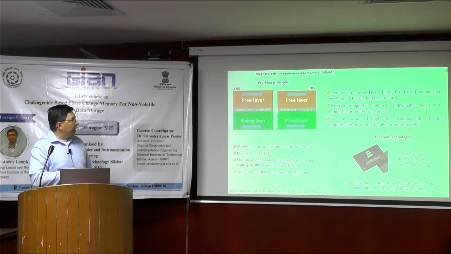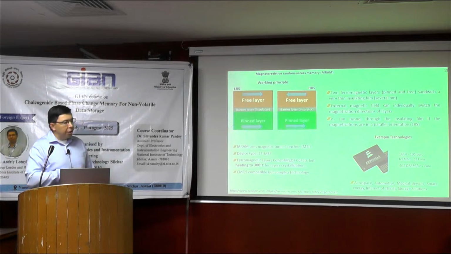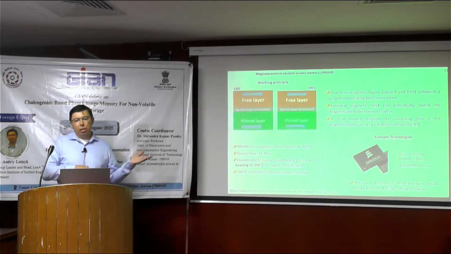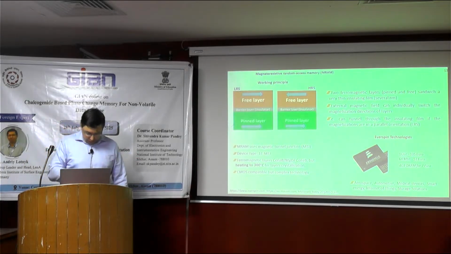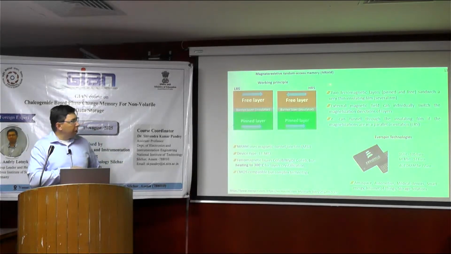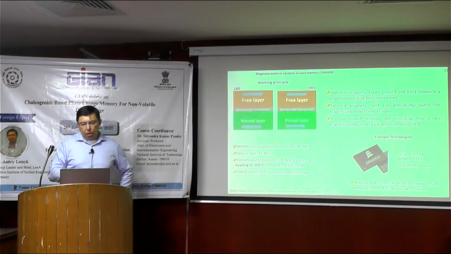And we will call this state the low resistance state. And this free layer can change its magnetization based on the application of an external magnetic field. If we apply it, we can switch the magnetization, and then we can put our device into the high resistance state, because the electrons cannot tunnel through the barrier layer, and it brings the device to the high resistance state.